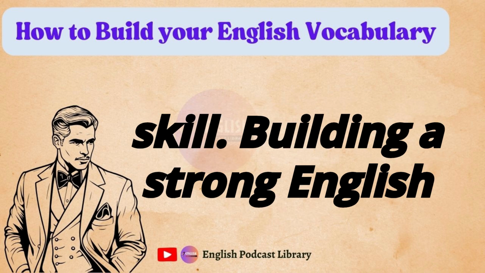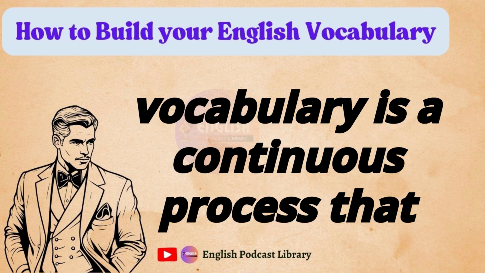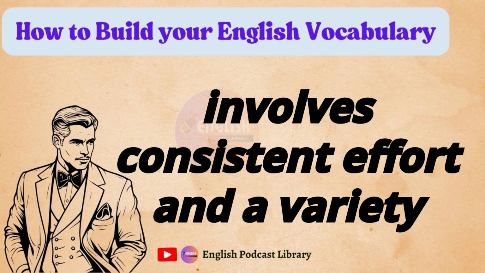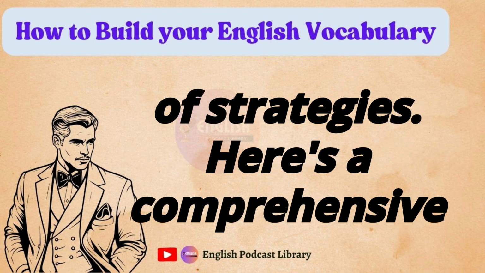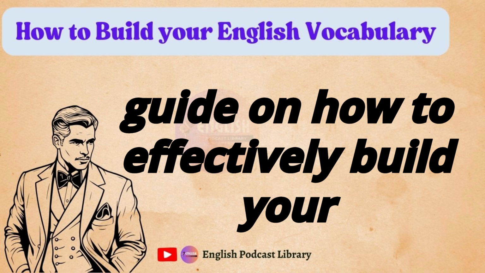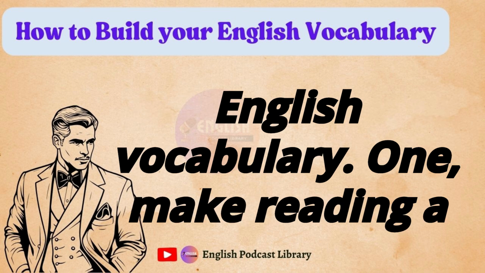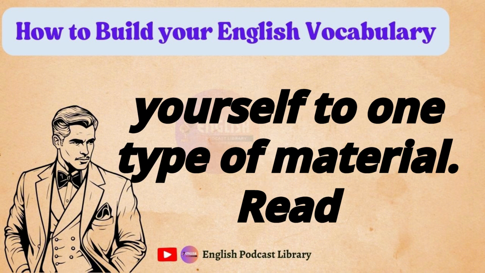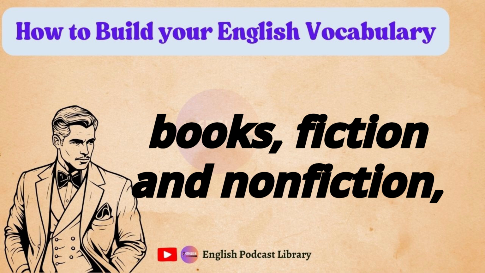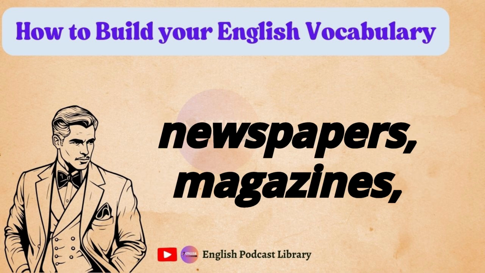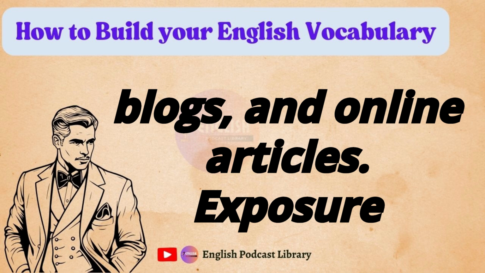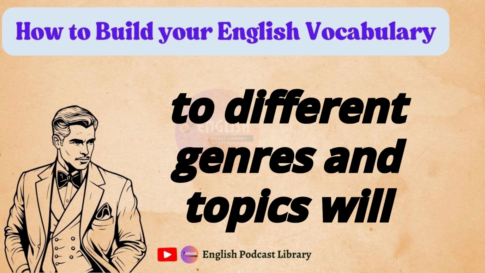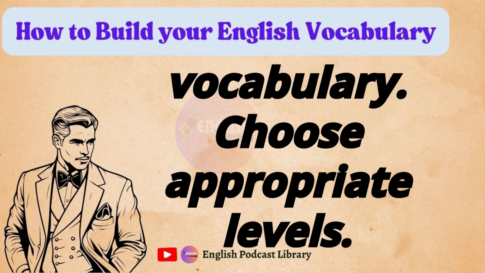Building a strong English vocabulary is a continuous process that involves consistent effort and a variety of strategies. Here's a comprehensive guide on how to effectively build your English vocabulary. 1. Make reading a habit. Read widely. Don't limit yourself to one type of material. Read books, fiction and nonfiction, newspapers, magazines, blogs, and online articles. Exposure to different genres and topics will introduce you to a wider range of vocabulary.